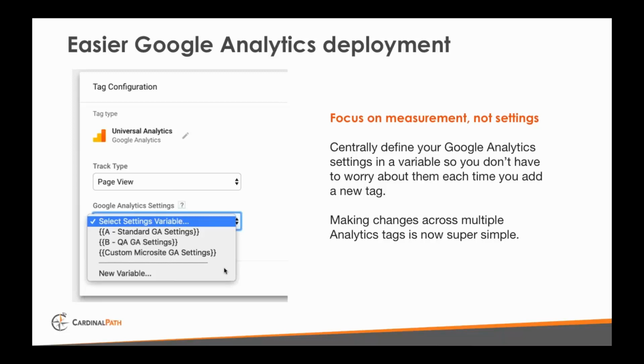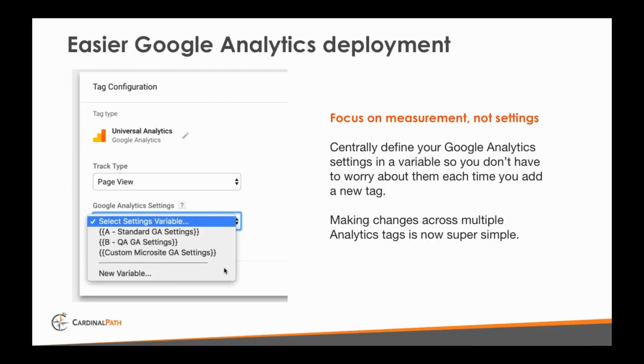And we realize that this can sometimes be a distraction. So what we've done is we've introduced a new workflow here and a new variable type called Google Analytics Settings Variables. And when you go to create a new Google Analytics tag, a new Universal Analytics tag from now on, it'll actually just prompt you to select the settings variable, or if you don't already have one created, to create a new one. And this allows you to really focus on your measurement, not the settings.